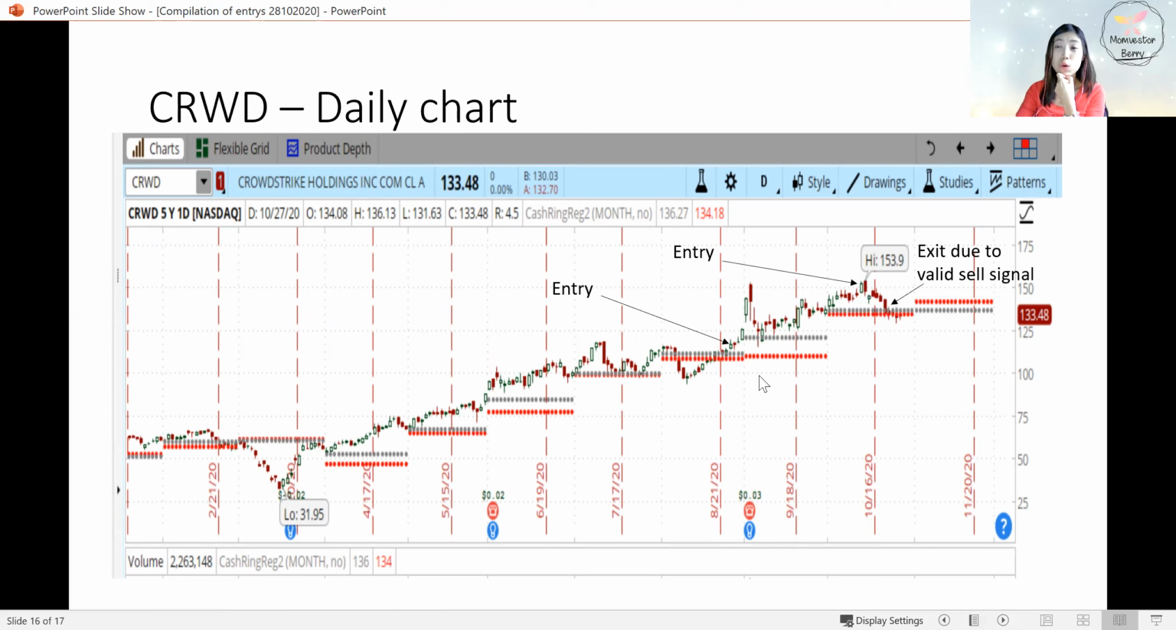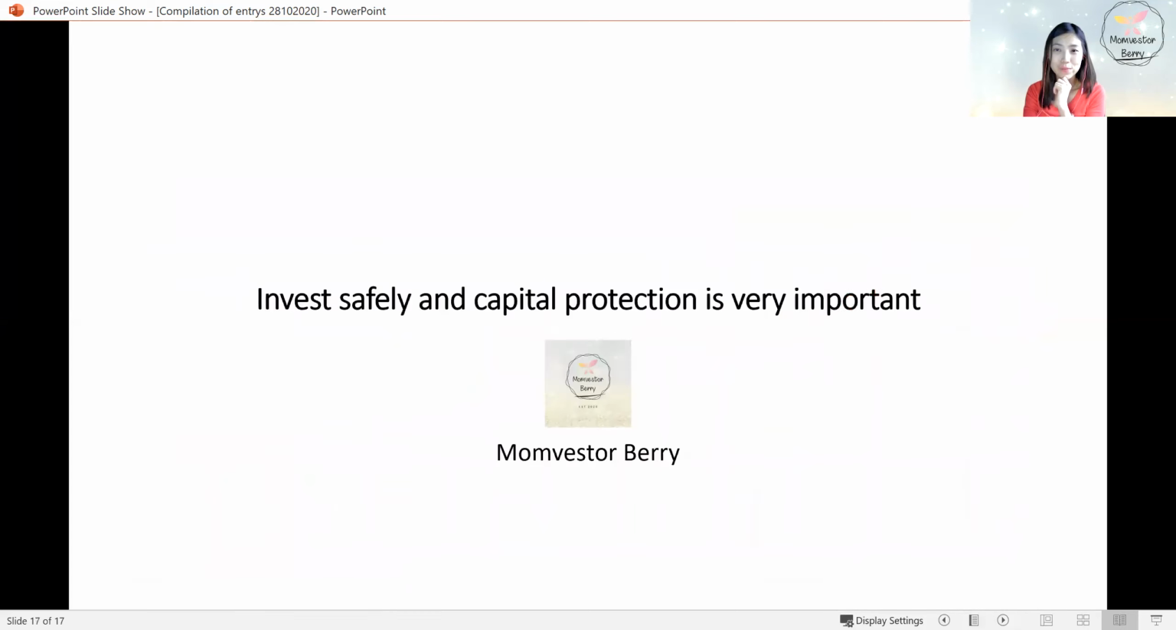So I made small little returns on this particular counter, small little returns along the way. About 3% returns from this particular counter. So I have actually sold all my position on this counter, closed all the position for CrowdStrike, waiting for another signal to enter. Okay, so that's all for today's sharing.